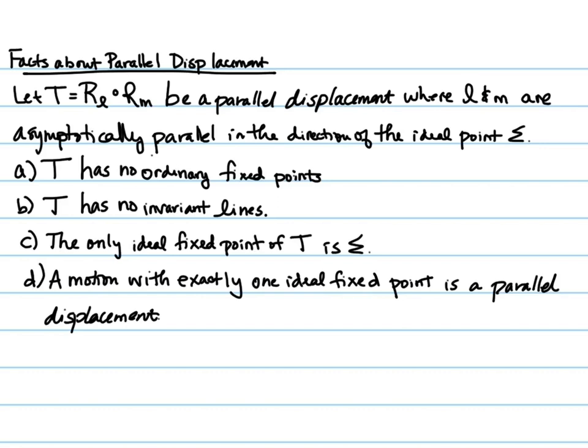Okay, so having just that one fixed point is both necessary and sufficient for it to be parallel displacement. I mentioned we had one more transformation we were going to talk about, and it is called a glide.